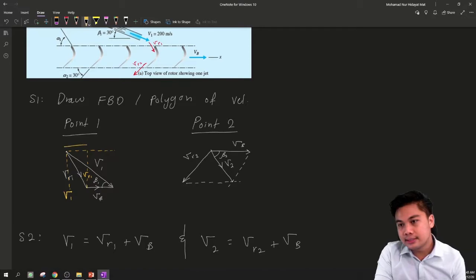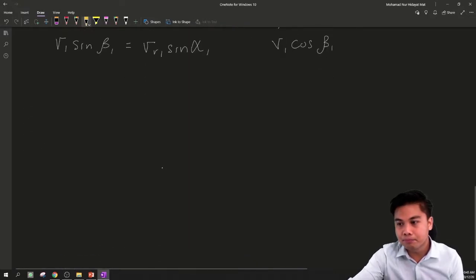Okay, so this is VR1 x. In order to get VR1 x, we do VR1 cos alpha 1. In order to get this one, we need to plus VB because we have this component. We have to plus VB in order to reach this point, because this V1 cos beta 1 will finally reach this one, so we have to plus VB.